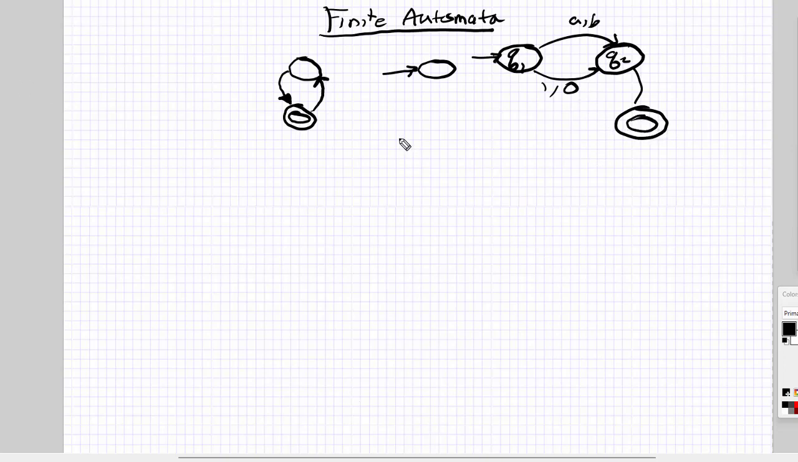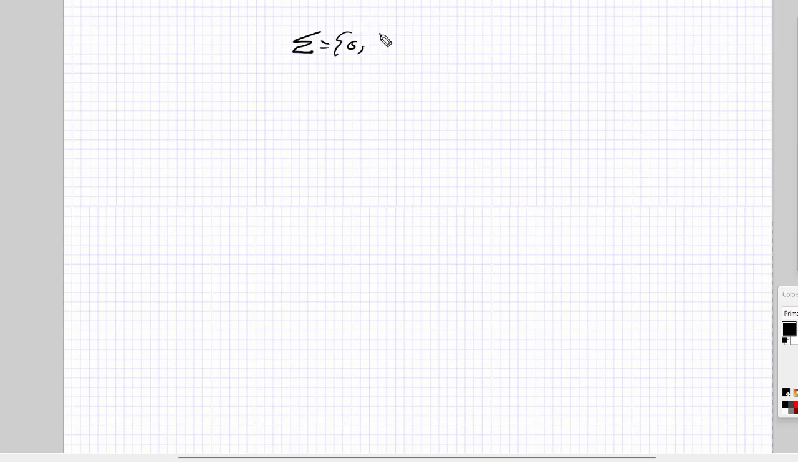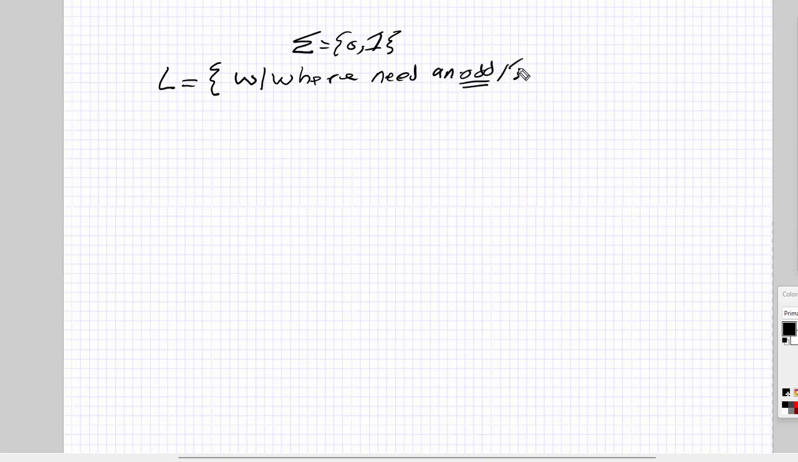So let's see some examples of how to work a finite state problem. The alphabet is 0, 1, and the language that we are interested in is a word where we need an odd number of ones and, here is important, an odd number of zeros. So we need a language that will accept an odd number of ones and an odd number of zeros.